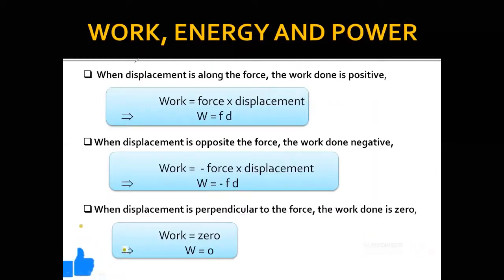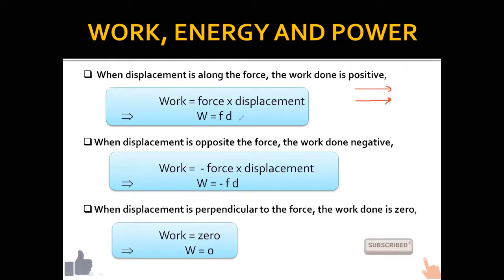Let us move to the fourth chapter, that is work, energy and power. So here we have formulas of work, that is when displacement is along the force. The force is in this direction, displacement is also along the force, then we have positive work done. When the direction of force and displacement is the same, the work done is W is equal to F into D, means positive force into displacement.